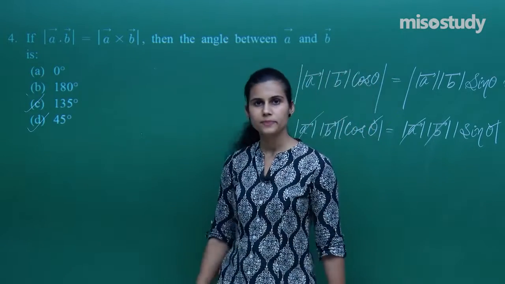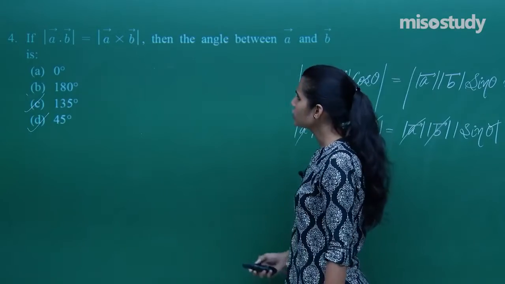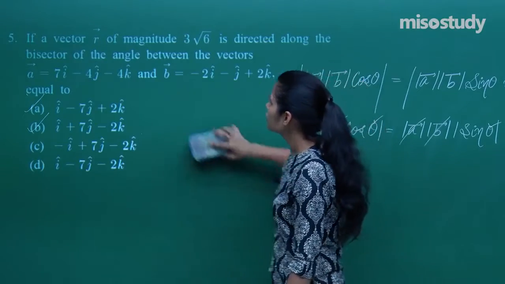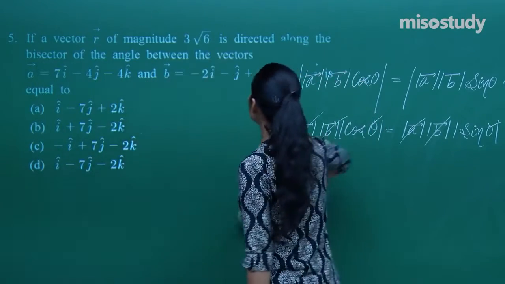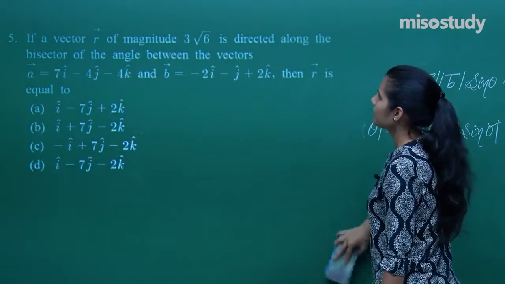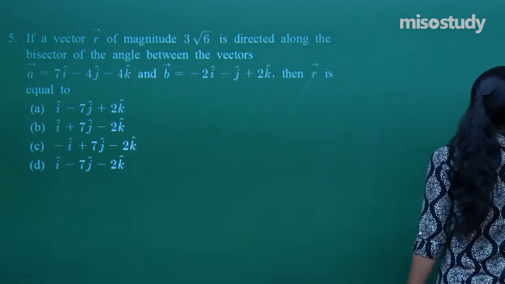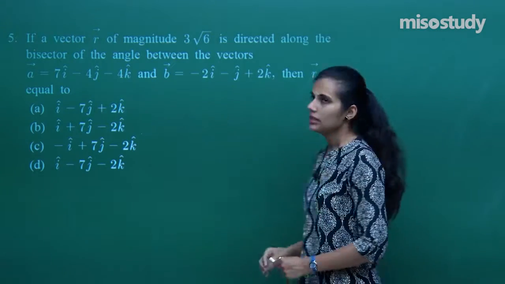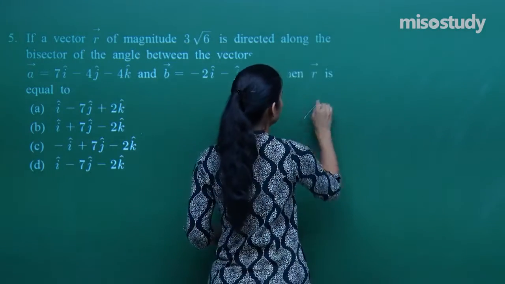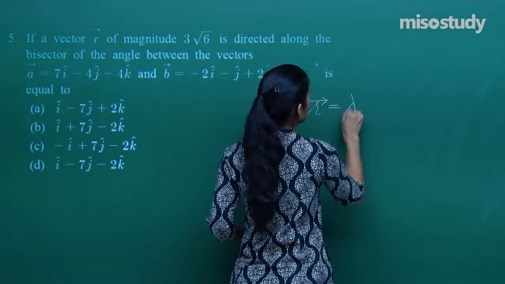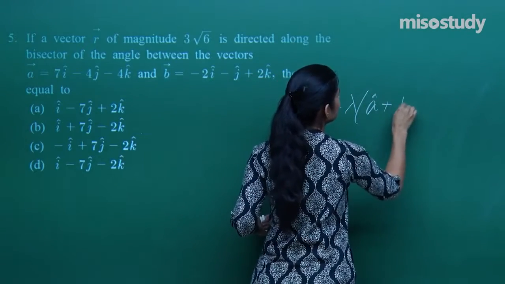It is for these two values that mod of cos theta equals mod of sin theta among the options. Okay. Moving to the next question, we have if a vector is of magnitude 3 root 6 and is directed along the bisector of the angle between these two vectors, then what is the actual value of this R vector? Now this is pretty nice to understand that R vector will be equal to lambda times A cap plus B cap.